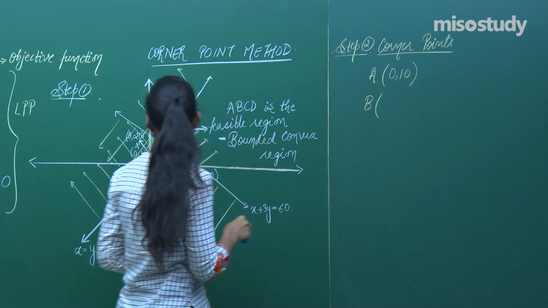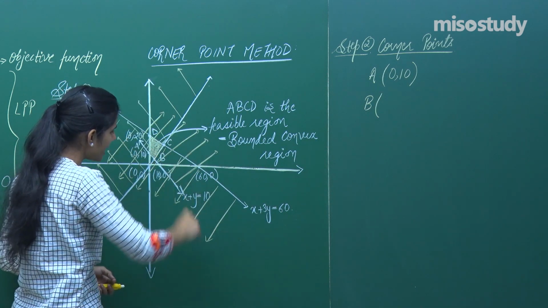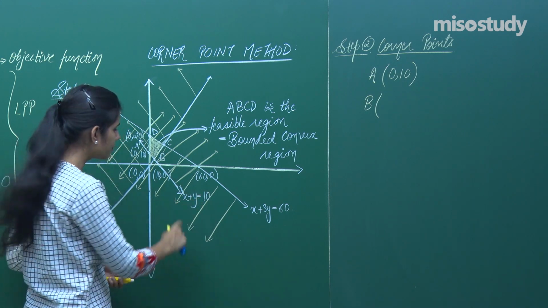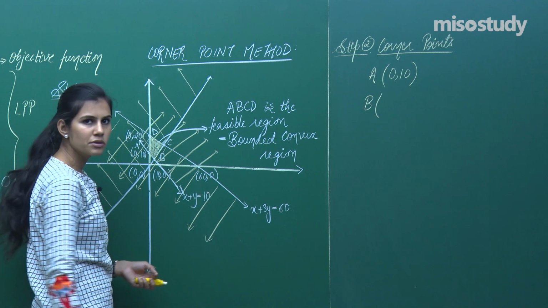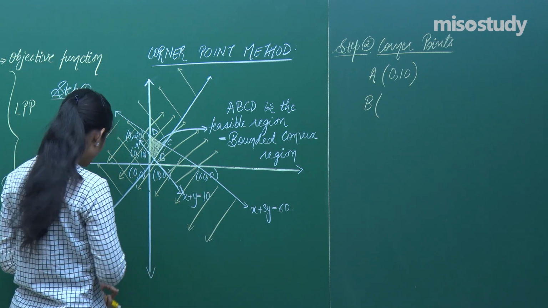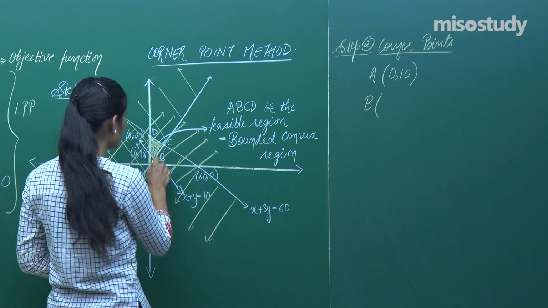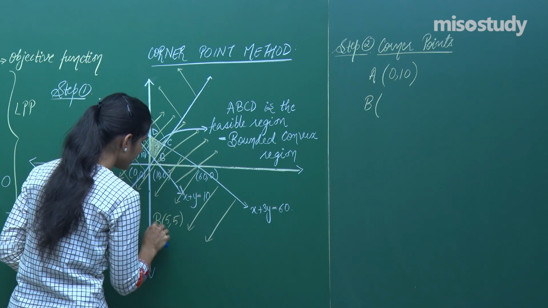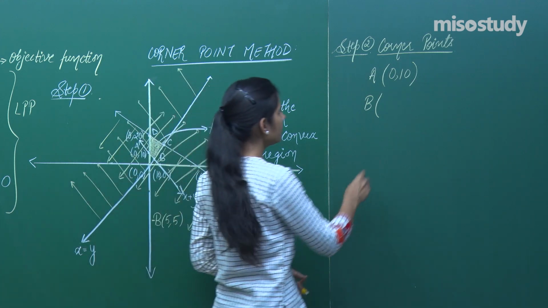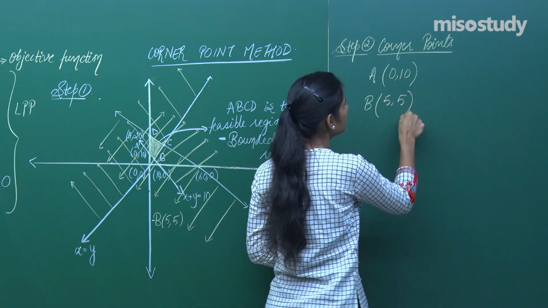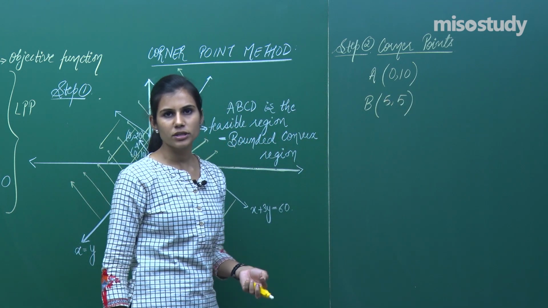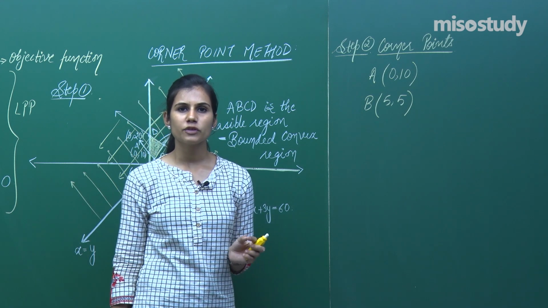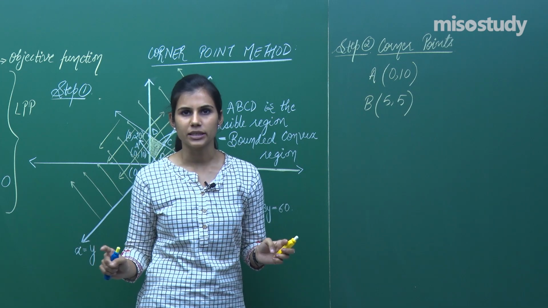So point B is actually the intersection of x equals y and x plus y equals 10. Put y in place of x, you get 2y equals 10, so y is 5. When y is 5, x is also equal to 5. So B is nothing but 5, 5. Because by inspection it was not possible to get the coordinates of point B, which was my corner point, I solved the equations of the two lines whose intersection is point B.